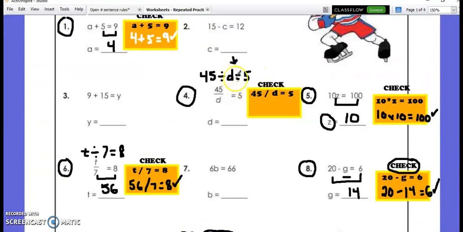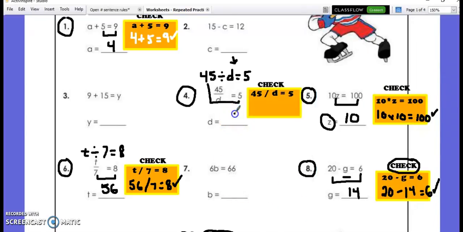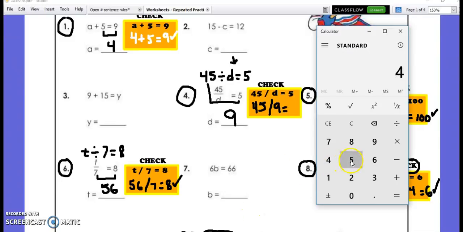So in this case, because the variable is in the second position, I take the numbers that I know, which is 45 and 5, and I divide them. So 45 divided by 5 equals 9. So we believe that d equals 9. We've got to check it out. Do 45, replace d with what we believe that variable is worth, which is 9, and see if it's equivalent to 5, which in this case, it will be. 45 divided by 9 equals 5. And there you have it.